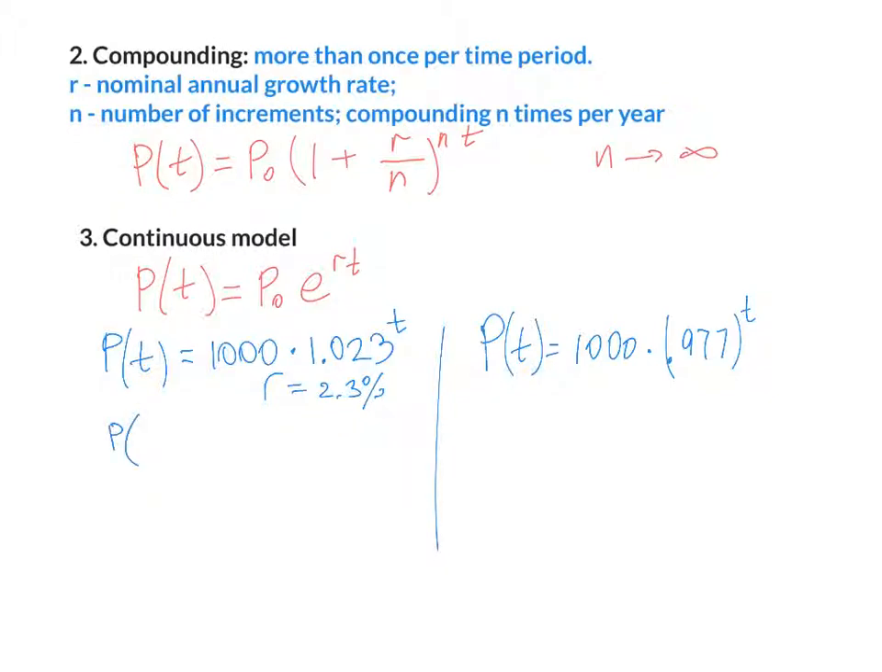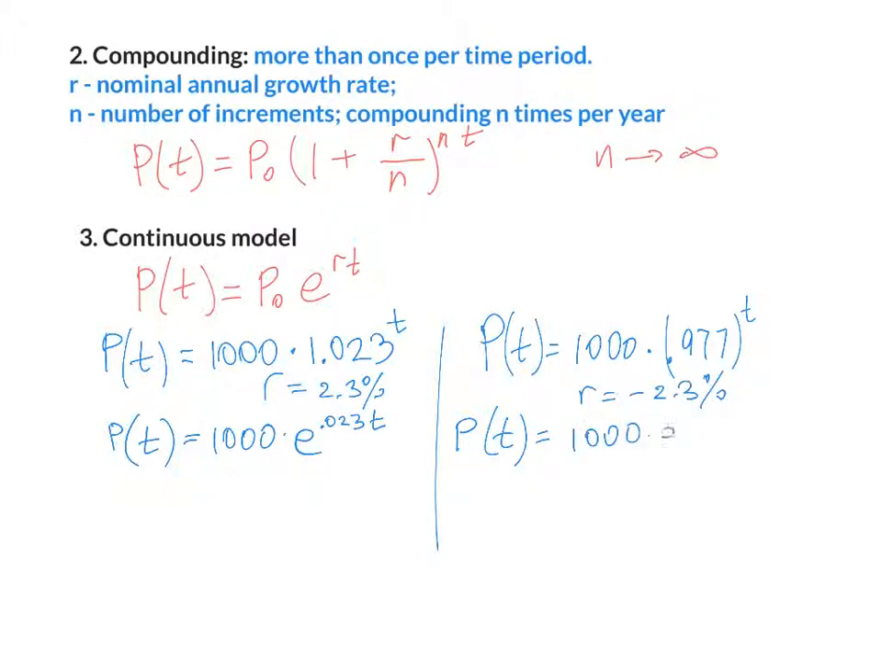Using the continuous model, we would write it like this. So the initial population is the same. Then e is our base. R, we need to write as a decimal, 0.023 t. We'll make sense of it in a moment. And here, it's a decay situation. So my r is negative 2.3%. So I am going to raise e to the negative 0.023 t power. Now, take a calculator and evaluate this and this. And then come back and we will continue.